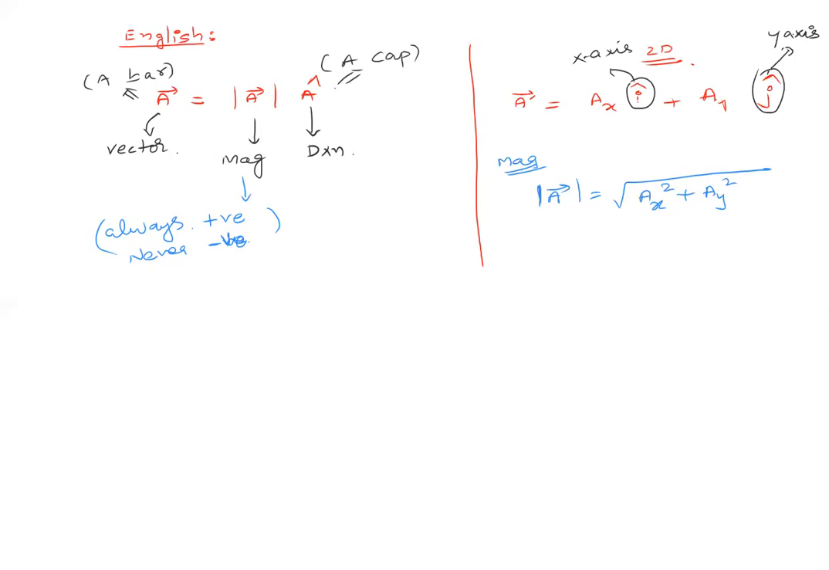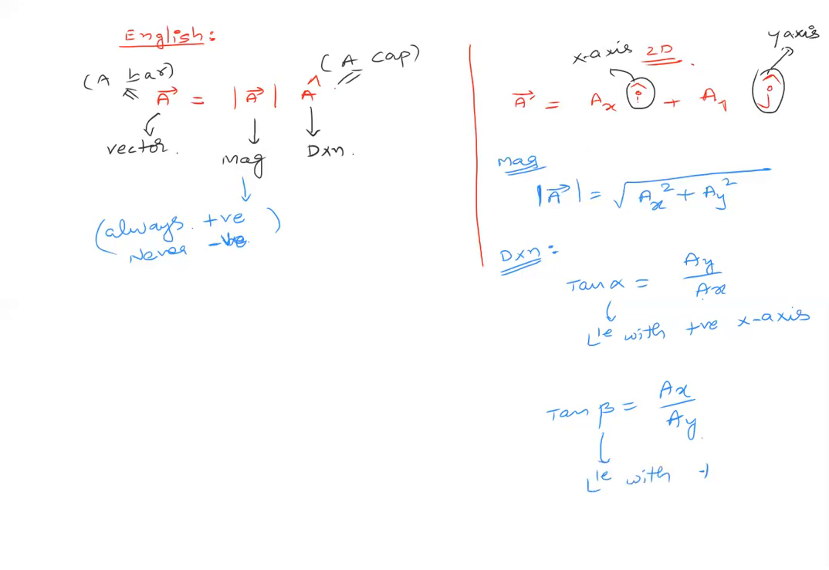So the magnitude of the vector is given by mod a bar equal to under root ax square plus ay square. Coming to direction, I have shown you tan alpha equal to ay by ax gives the angle with positive x-axis. And tan beta equal to ax by ay gives the angle with positive y-axis.